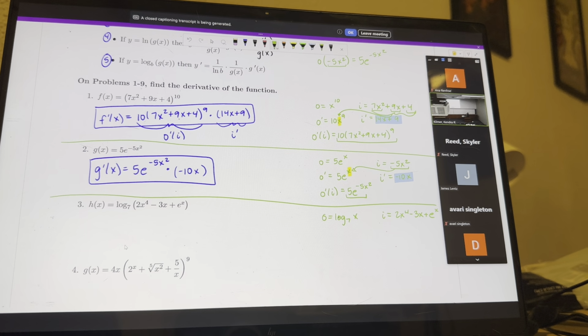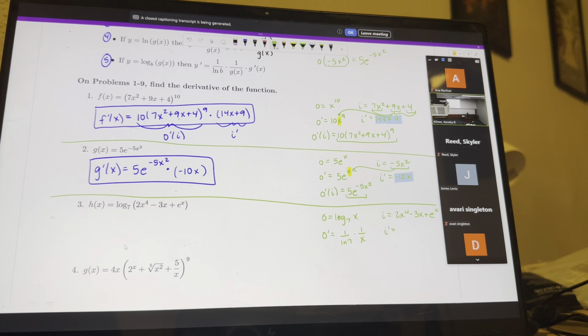Okay. So we need to find the derivative of each of those. We know the derivative of log base 7 of x, that's 1 over the natural log of 7 times 1 over x. I think some people remember that a little bit differently than me. You could write that as 1 fraction, 1 over the natural log of 7 times x, or you could write it as 1 over x times the natural log of 7, whatever makes the most sense for you.